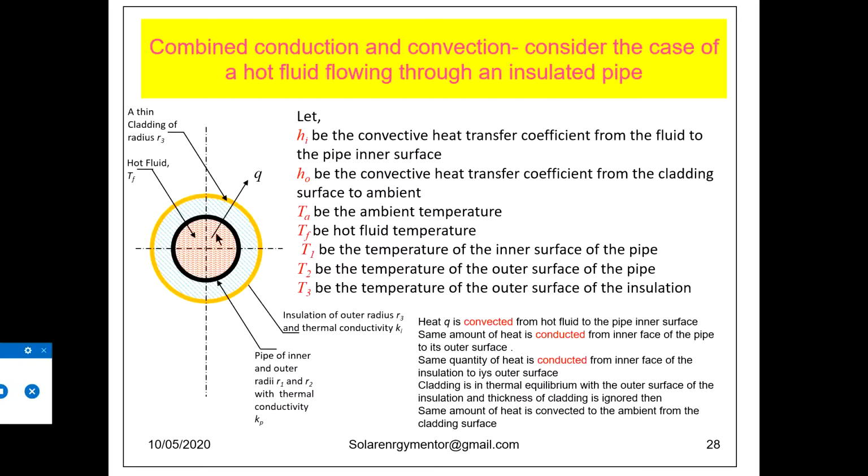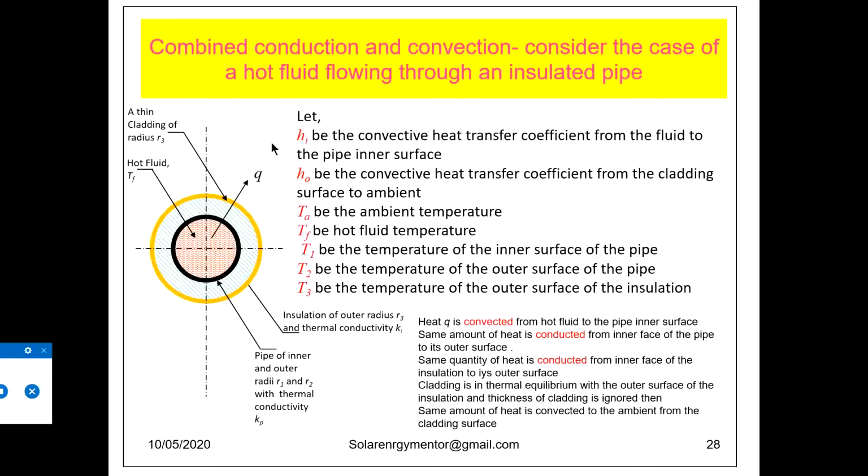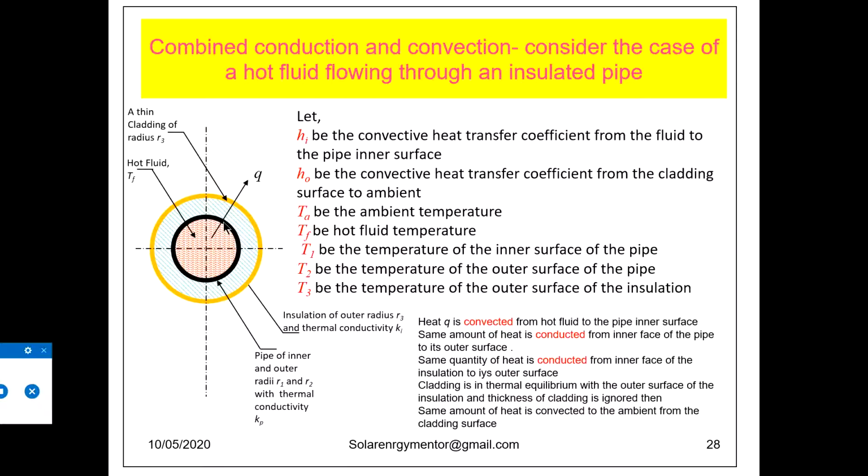So how is heat transferred? By convection: Hi Ai times (T fluid minus T1). The same heat is being transferred. Here, conduction for cylindrical surfaces: (T1 minus T2) by natural log of r2 by r1 over 2 pi k L. We already know this equation. So heat is conducted over this surface, and now again heat is conducted over this surface.